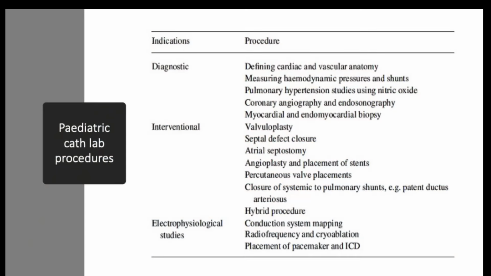So diagnostic procedures is defining the cardiac and vascular anatomy, most importantly, measuring the pressures in every single chamber of the heart, as well as in all of the great vessels. And this is done on oxygen and off oxygen. So we do pulmonary hypertension studies using, they say, nitric oxide. We very rarely do that.